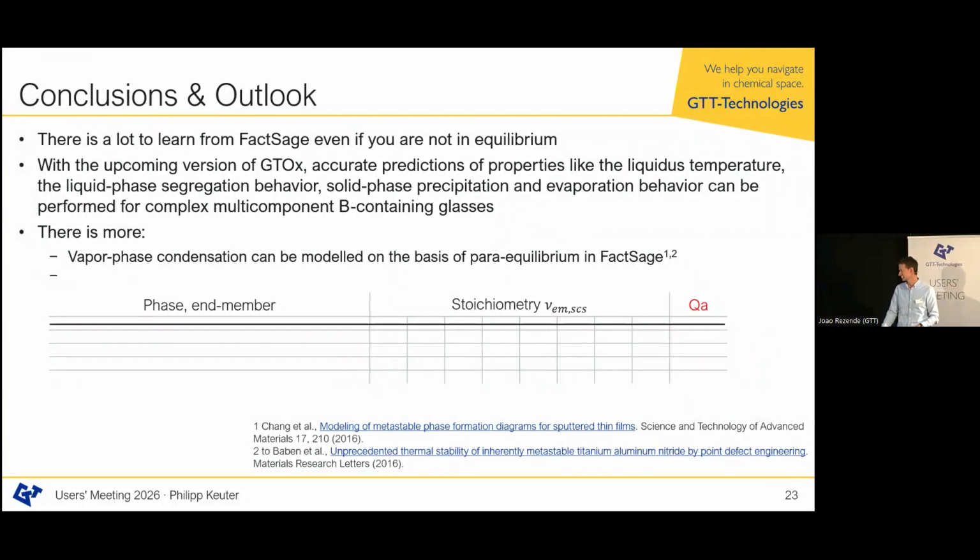And then there is a QA method that will be explained now by Anna, which is another way of approaching non-equilibrium and considering constraints.